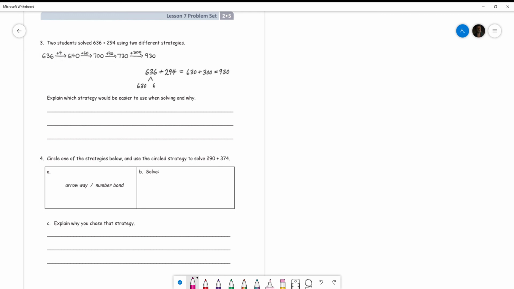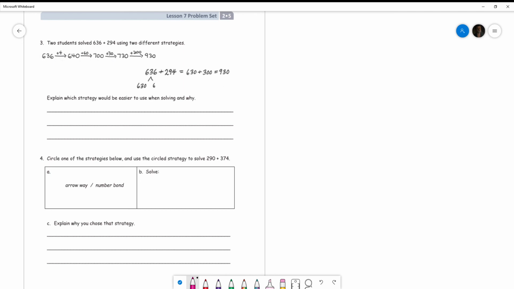Number 4, circle one of the strategies below and use the circled strategy to solve 290 plus 374. So circle which one you want to do. Do you want to solve it the arrow way or the number bond way? And then use that strategy to solve it. And why did you choose it? You could say, well, I think the arrow way is easier, or I think the number bond way is easier. That's all you have to do for those two.